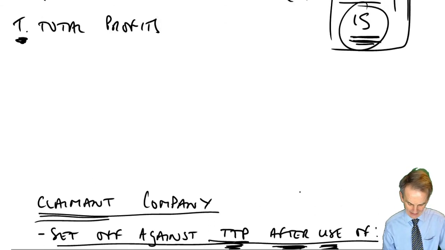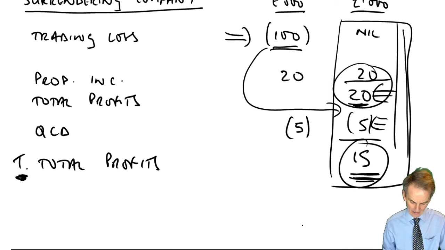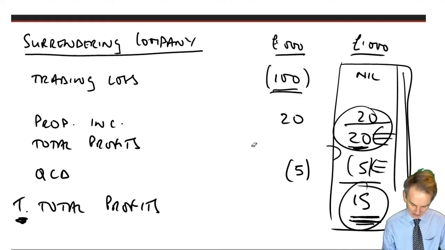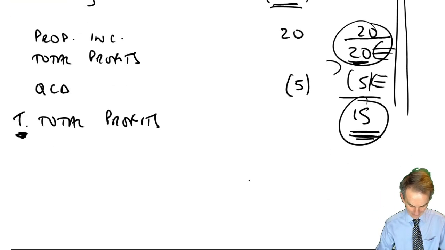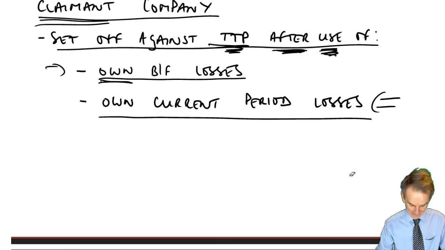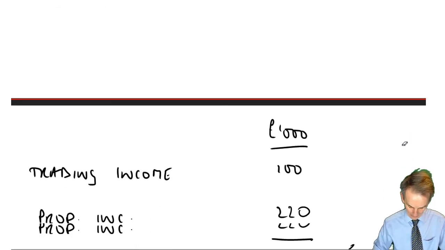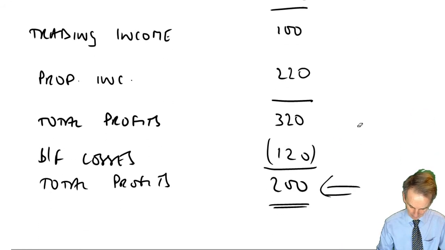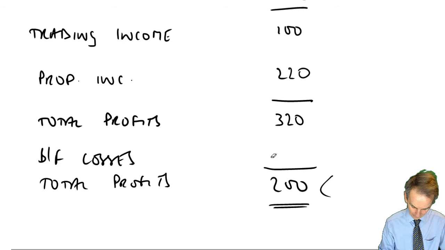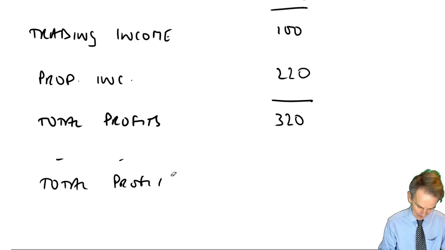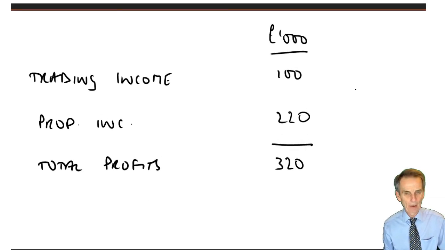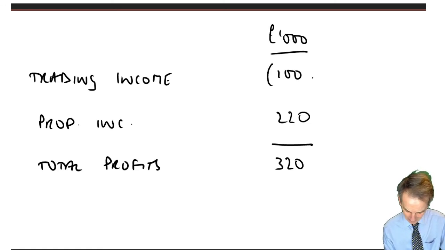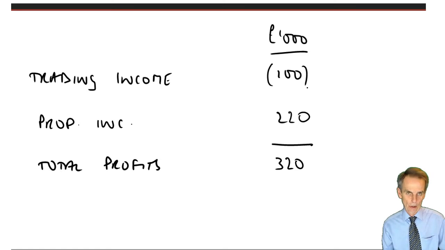So let's just go back and have a little look at that example that I set up for you here. Let's clear the decks. If we have, in the claimant company, there we go. Let's get rid of that, and we'll get rid of those. And what we're going to do now is to say, well, there's what's happened this period. But all I've got to do is change one thing, and that trading income becomes a trading loss.